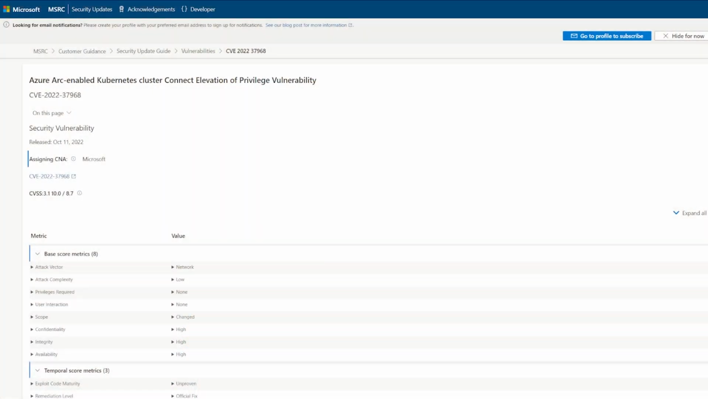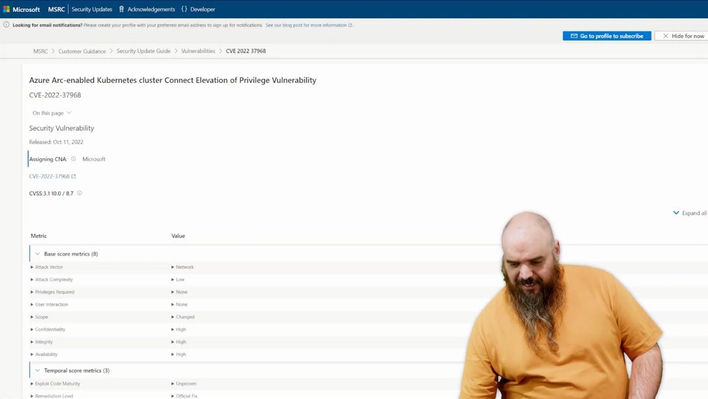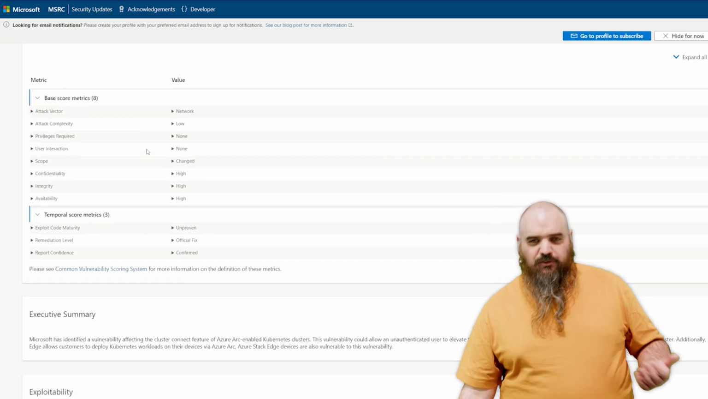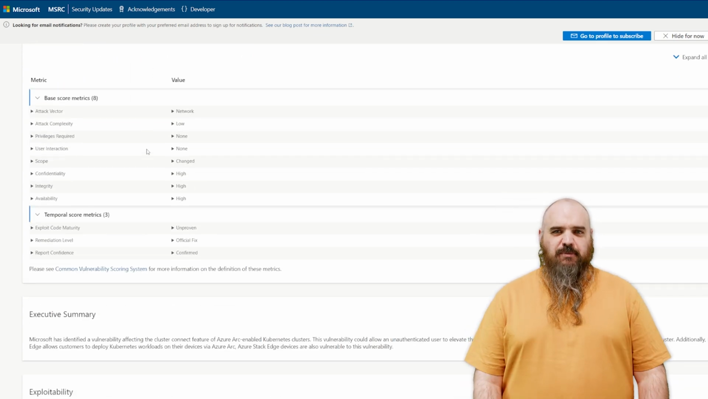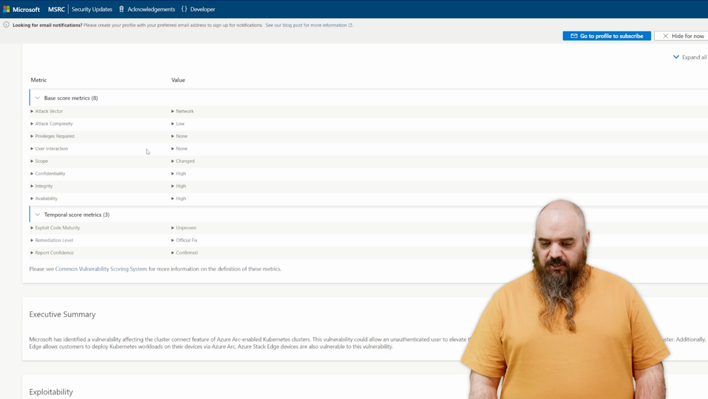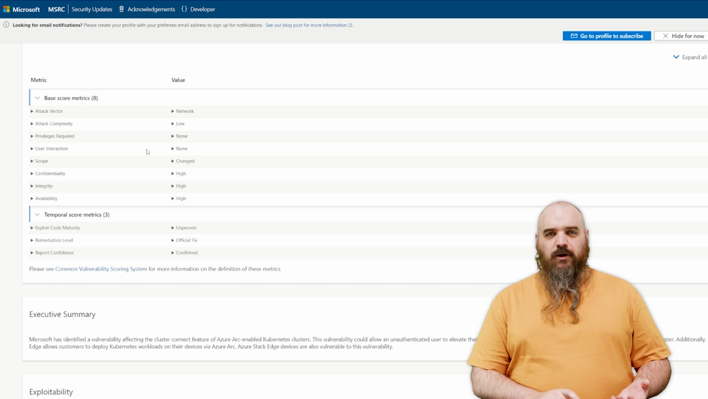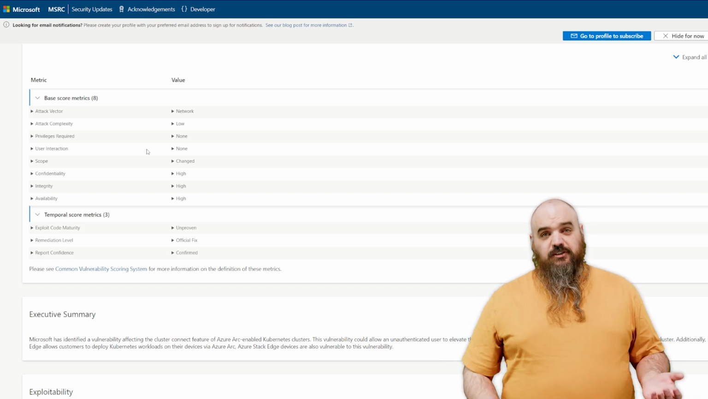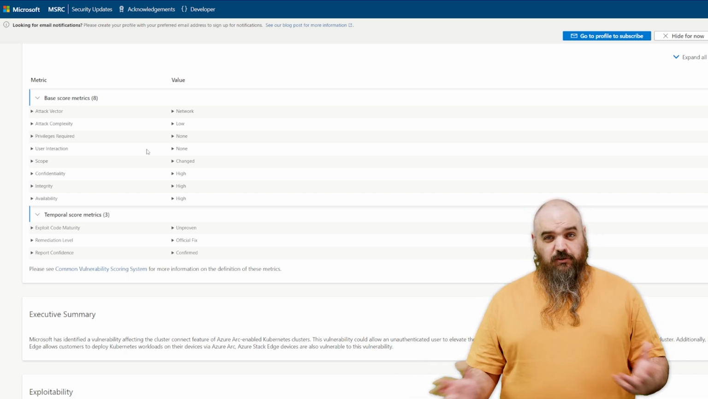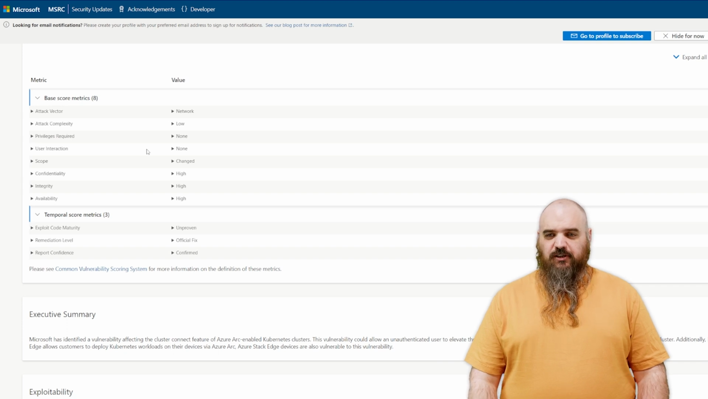All right, welcome back. If you are using Azure Arc-enabled Kubernetes clusters, go ahead and keep panicking. Everyone else, let's talk about what's going on with everything. The Azure Arc-enabled Kubernetes one is an elevation of privilege vulnerability, which just by chance, the three I'm highlighting here will be elevation of privilege. It is a network attack vector, low complexity, no user required, no privileges. And with that, they can take control over pretty much most of your Azure Arc environment.